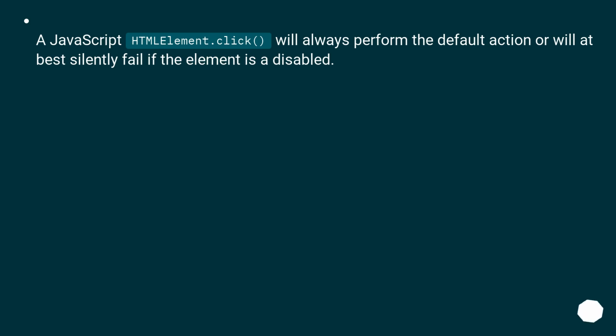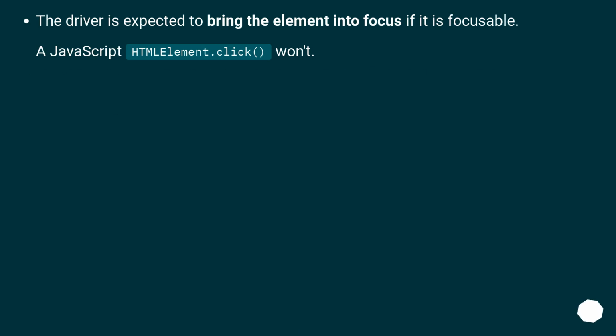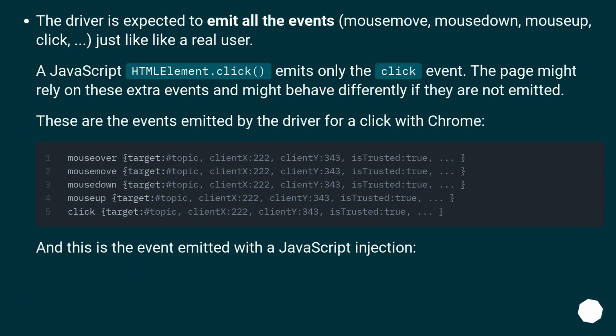A JavaScript node.click will always perform the default action, or will at best silently fail if the element is disabled. The driver is expected to bring the element into focus if it is focusable. A JavaScript node.click won't. The driver is expected to emit all the events, mouse move, mouse down, mouse up, click, just like a real user. A JavaScript node.click emits only the click event. The page might rely on these extra events and might behave differently if they are not emitted.